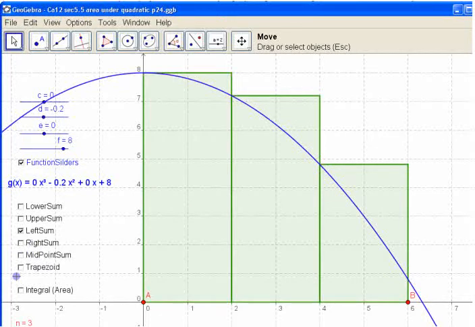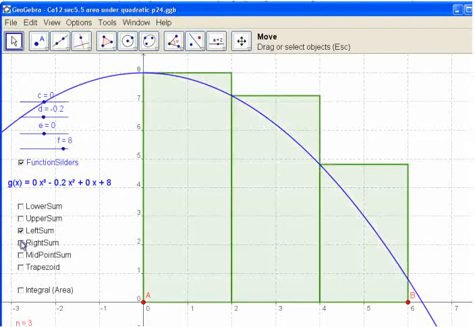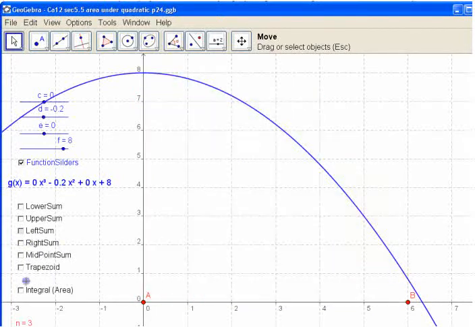There's the left sum. There's the right sum. How does the left sum approximate that area under the curve? Because what we're looking for is this actual area, right? We want that actual area. It happens to be, do I have it visible here anywhere? Yes, 33.6. Okay?